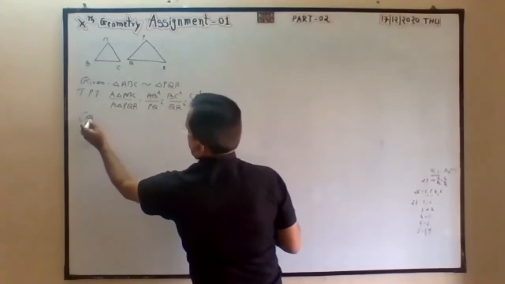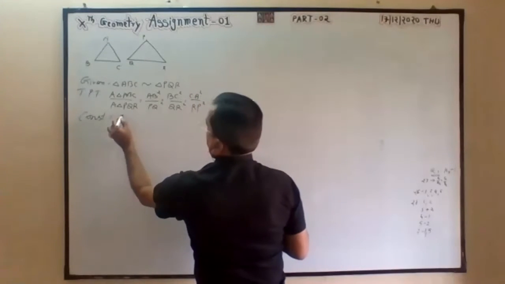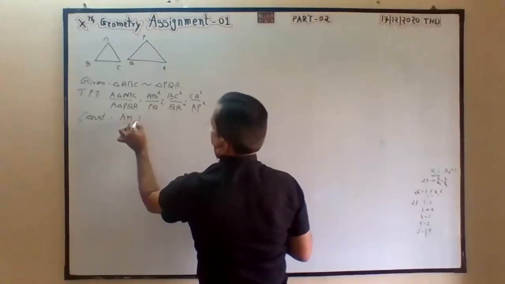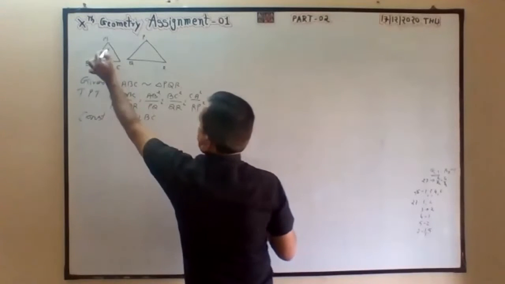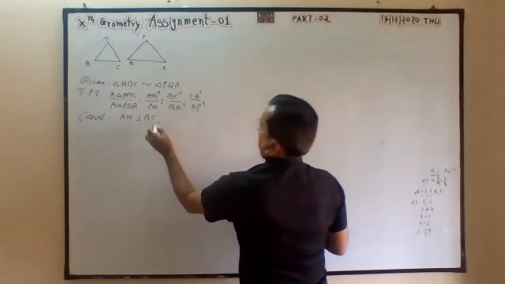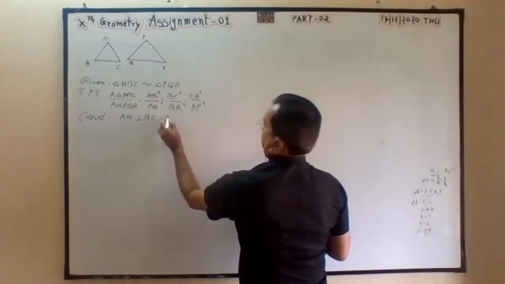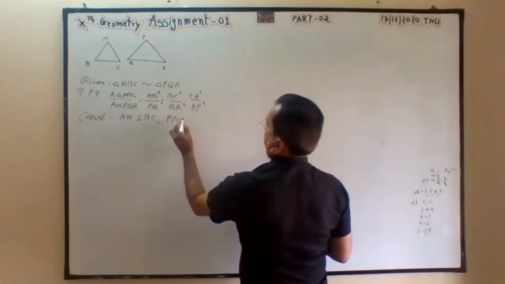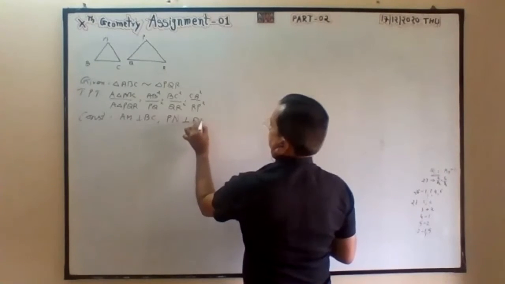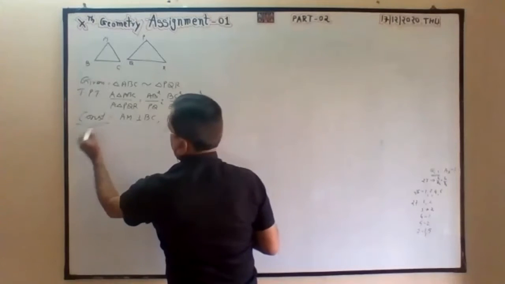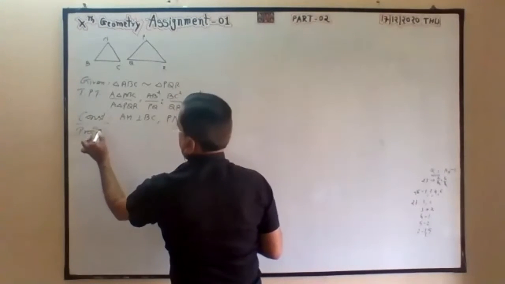And the construction: draw AM perpendicular to BC. Then I'll write PN perpendicular to QR. Proof.